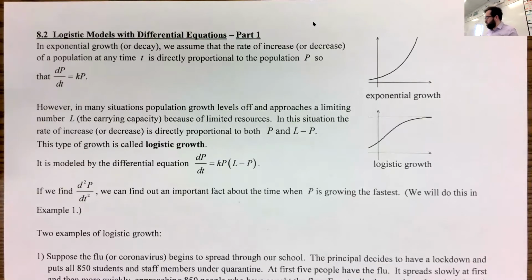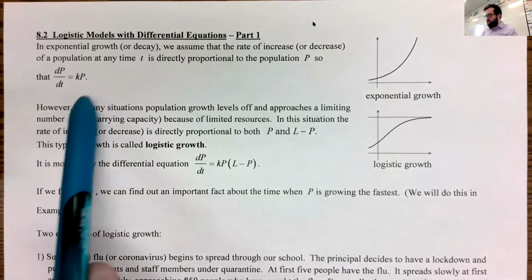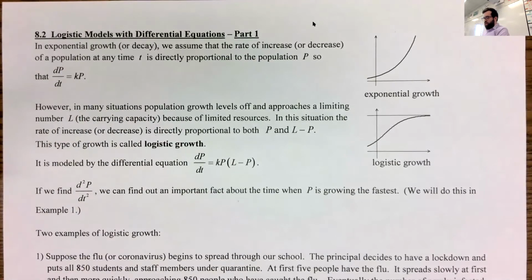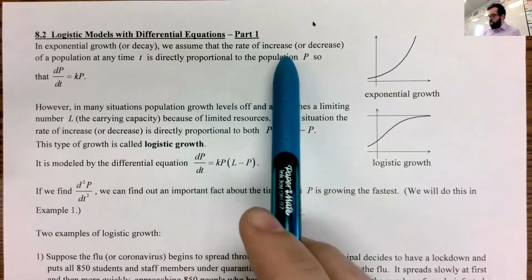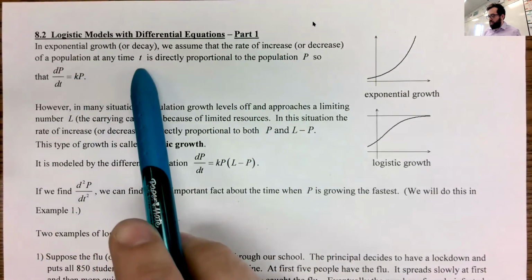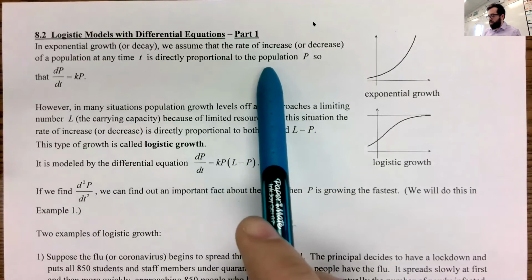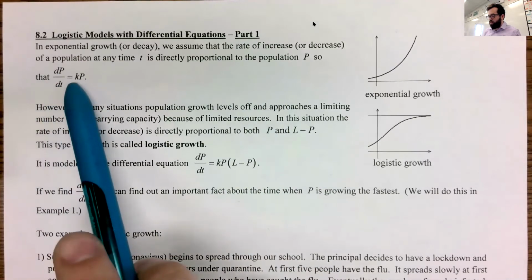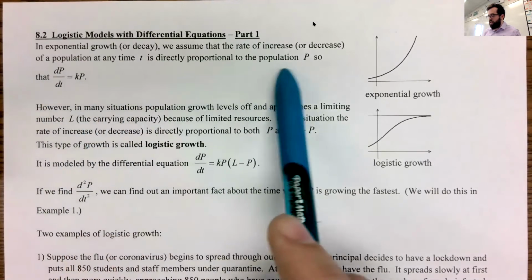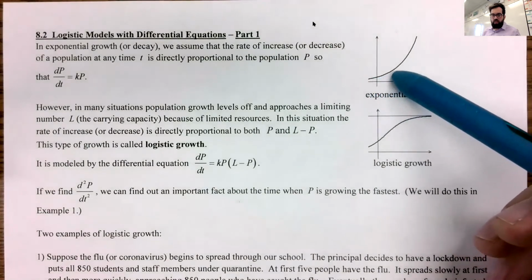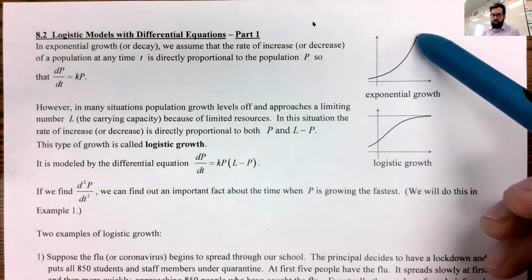All right, so here we go. 8.2, logistic models with differential equations. In exponential growth or decay, we assume that the rate of increase or decrease of a population at any time t is directly proportional to the population P, so that the derivative equals k times P. And you can see that this curve is the result of exponential growth.